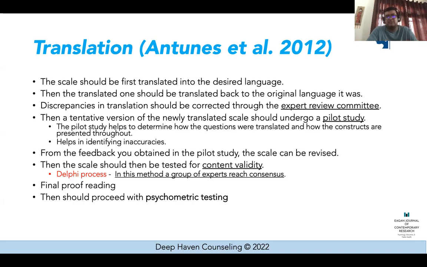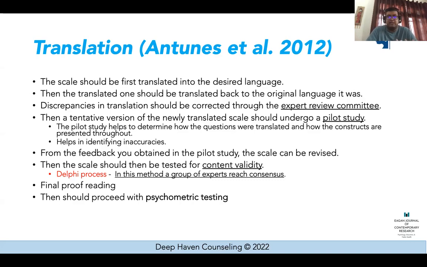Sometimes when experts are too knowledgeable about the area, they might miss little things. So in a pilot study, you can always identify these little things. That's a very important thing. And then from the feedback you obtain in the pilot study, the scale can further be revised. Once you do this, then you can go ahead and test this for content validity.